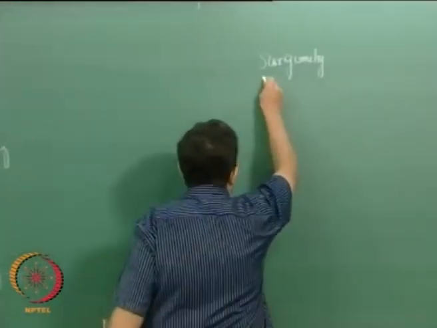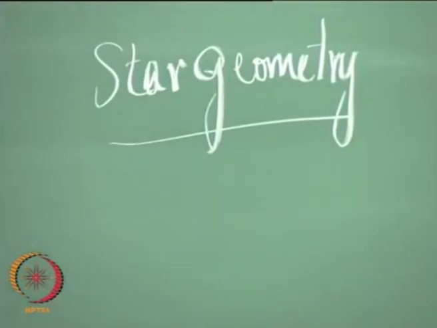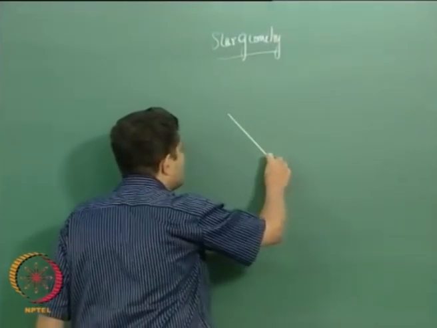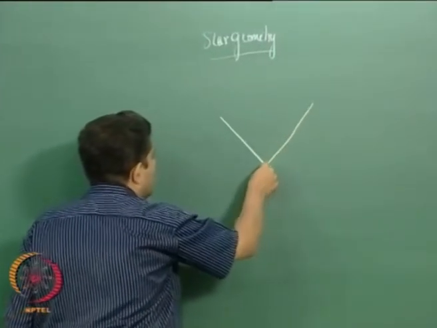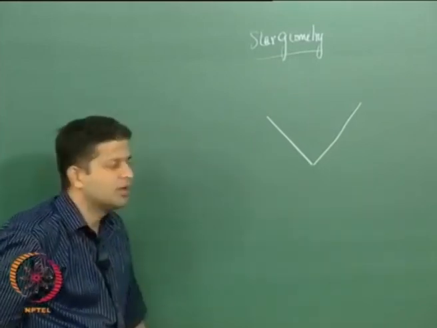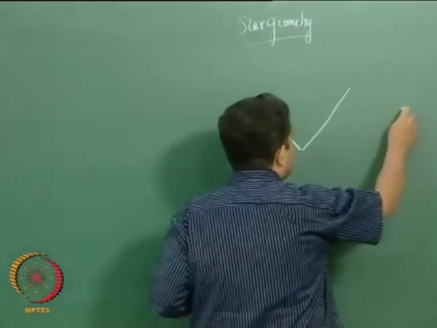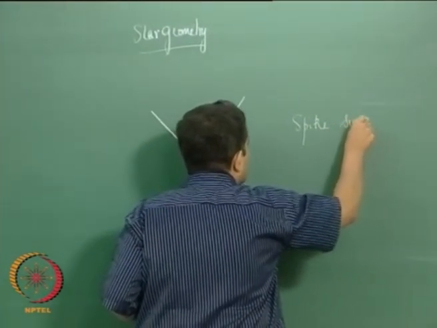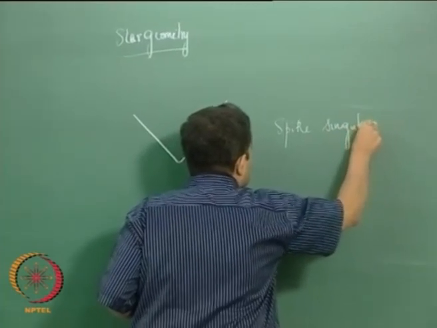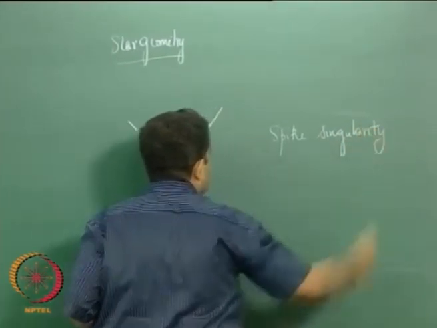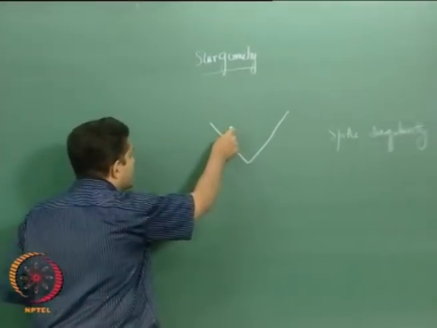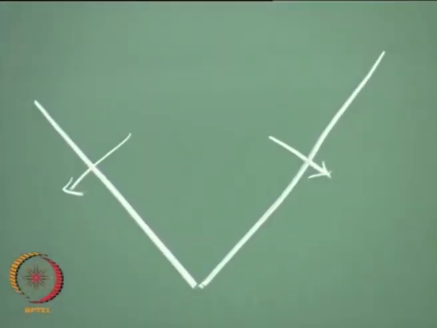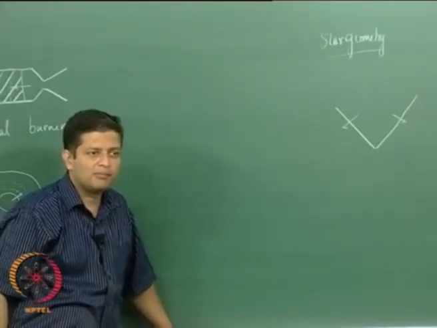Before we get into a star grain, we have to look at how the propellant burns. Let us say we take a burning surface like this. This is known as spike singularity. Okay, let's say it's burning along the local normal like this. How would it look like after some time?